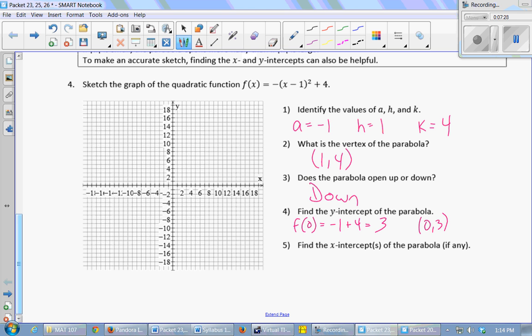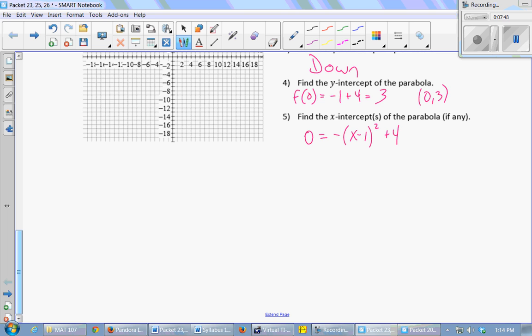And then for x-intercepts, in general, make y 0. So you set it equal to 0. I'm going to replace the f of x with a y with a 0, and I get negative x minus 1 squared plus 4. So to solve that, I could multiply it all out and use the quadratic formula, or I could use a little trick that we learned a while back.